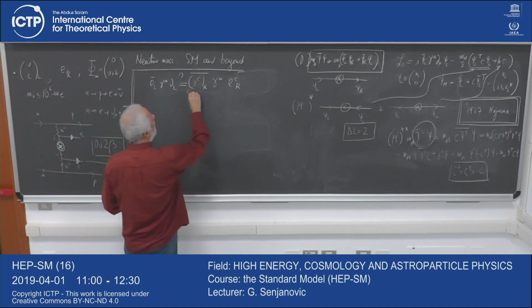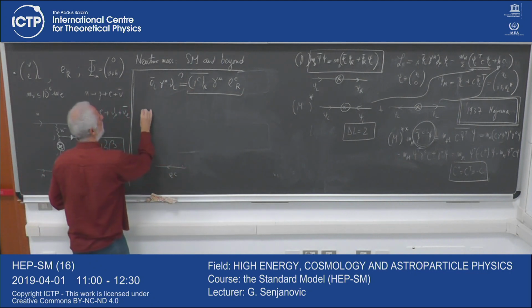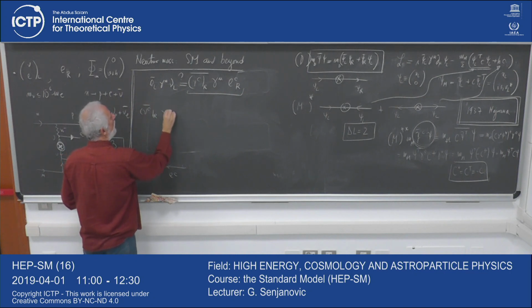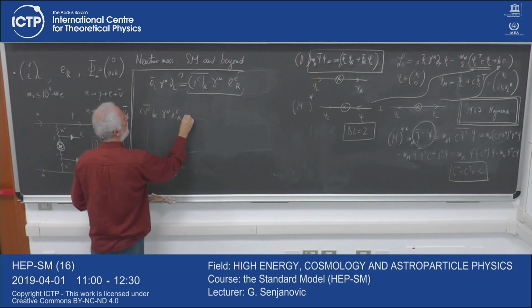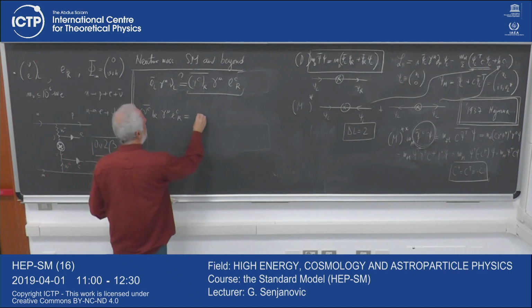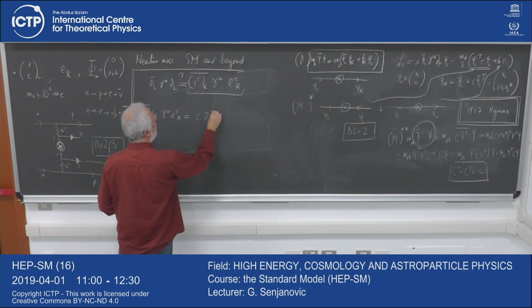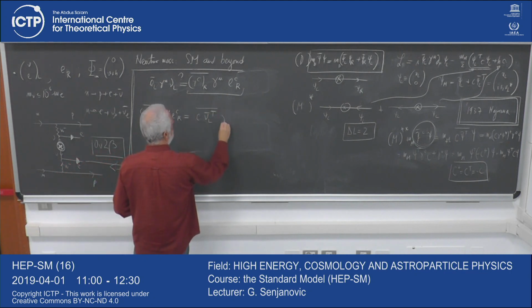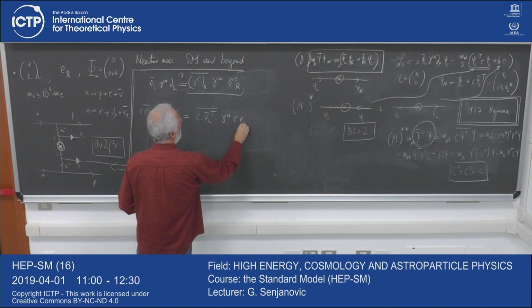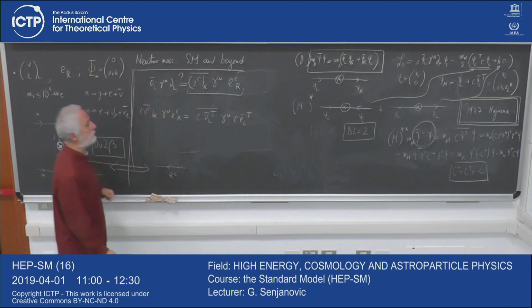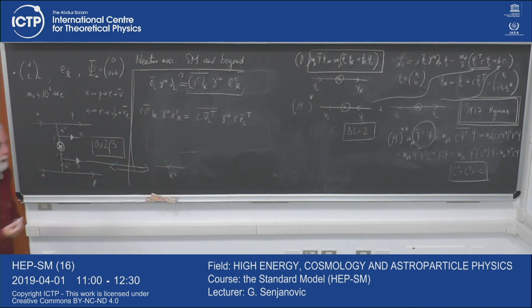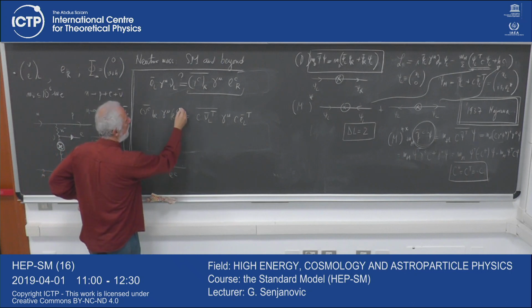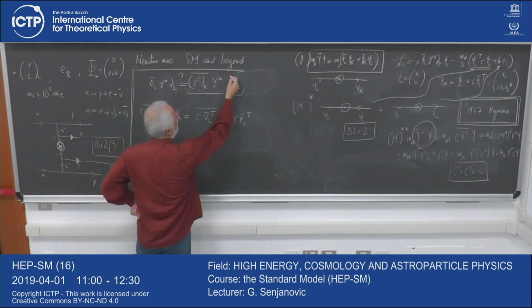So let me compute this. Nu CR bar gamma mu ECR. What is this? This is C mu L bar transpose bar gamma mu C E L bar transpose. Remember my convention.